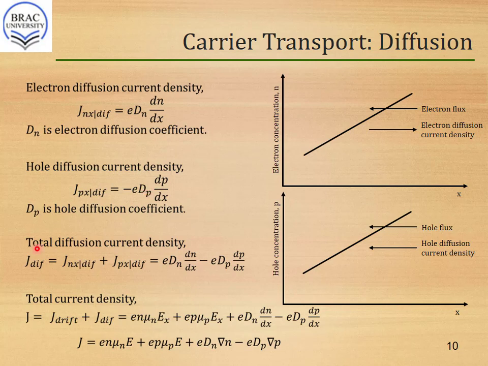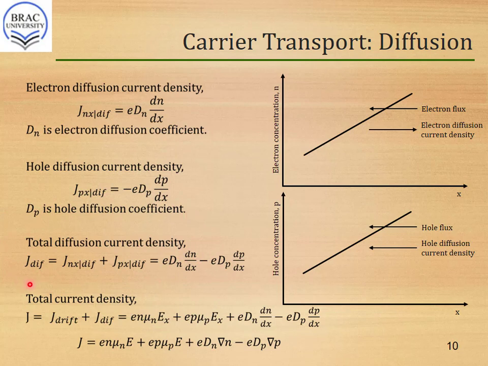So let's talk about total diffusion current density. This will be J diff, and this will be the sum of JNX diff plus JPX diff. Essentially, we will put in the values of JNX and JPX. This will be E multiplied by dN multiplied by d/dx of n minus E multiplied by dP multiplied by d/dx of p. So this was our total diffusion current density in the x direction.